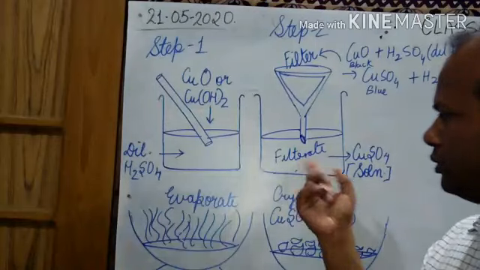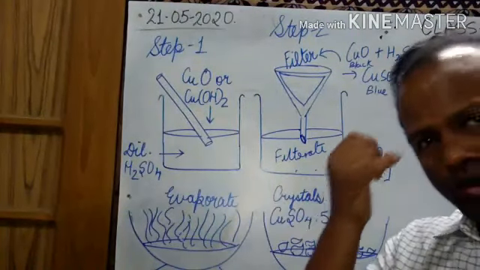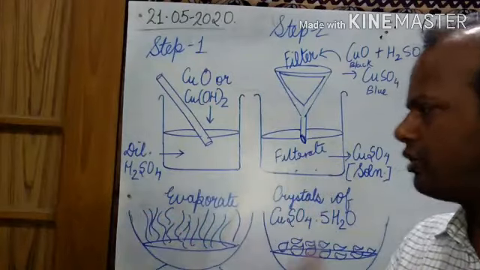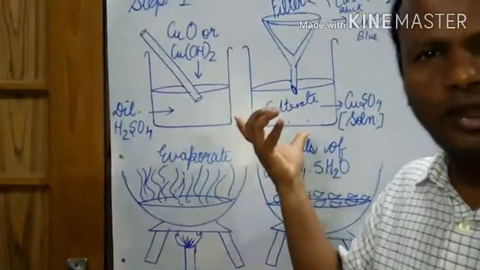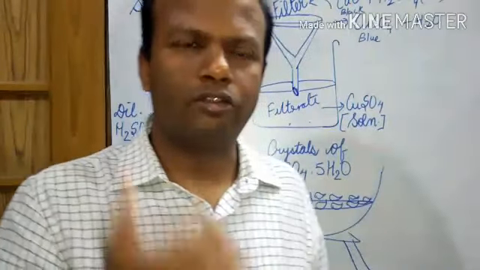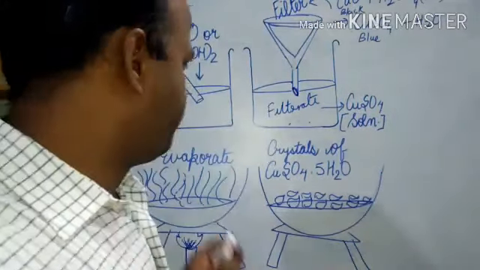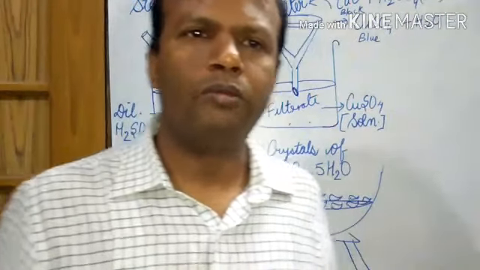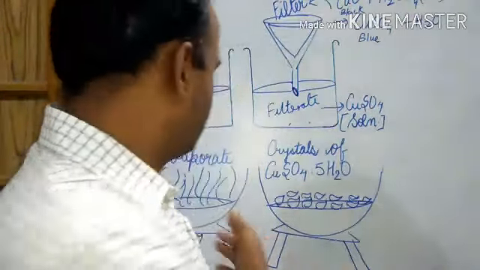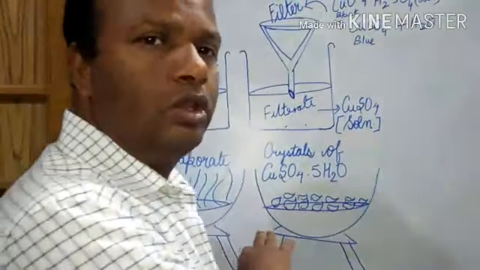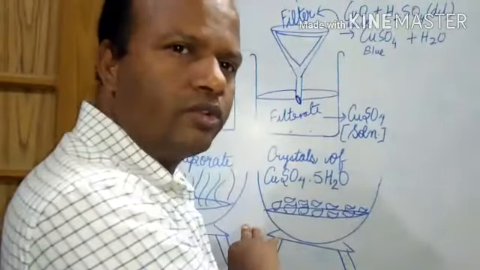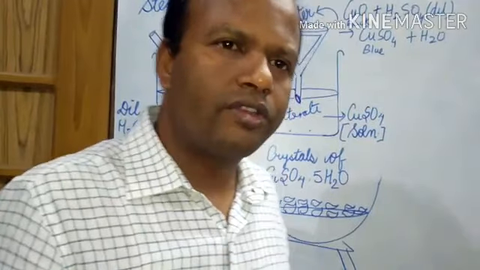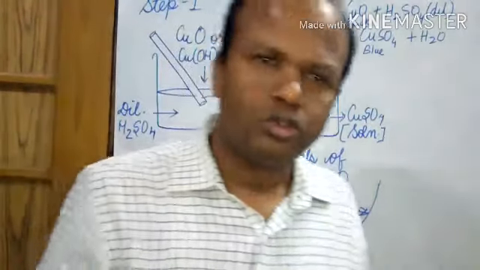Now you have to make this go through the process of crystallization. So what will you do? You take the filtrate in a china dish, an evaporating dish, whatever you call it, and you start evaporating it slowly. As soon as you see some crystals being formed, you have made a saturated solution. Here you make a saturated solution and you observe the formation of crystals. Now you allow the crystals to form.